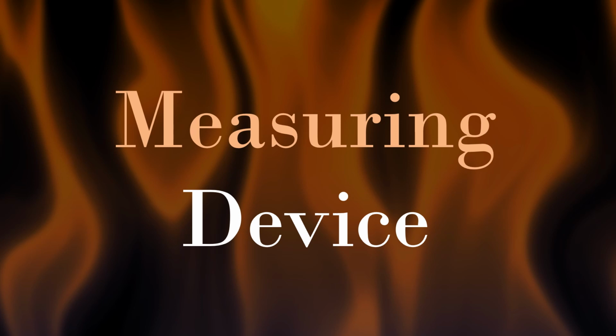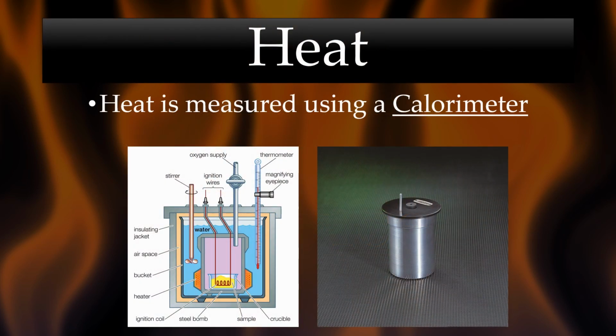Now, let's differentiate heat and temperature based off their measuring devices. The device used for measuring heat is a calorimeter. A calorimeter is an apparatus for measuring the amount of heat involved in a chemical reaction or other process. This is how an inside of a calorimeter looks like, and this is how a calorimeter looks externally.